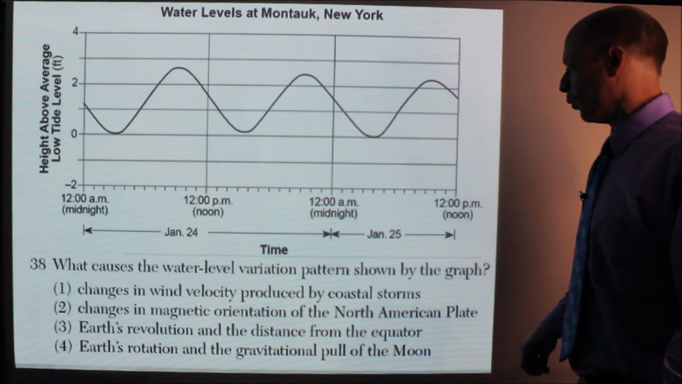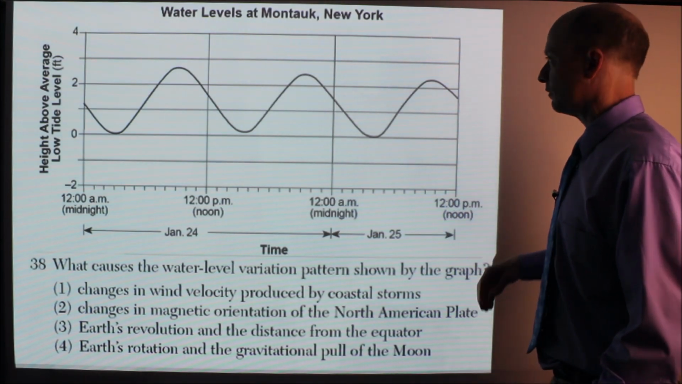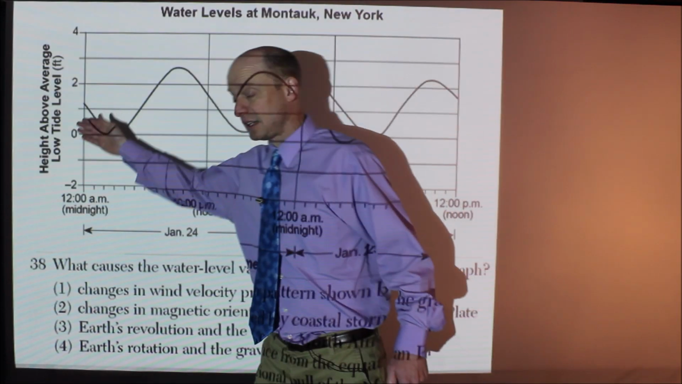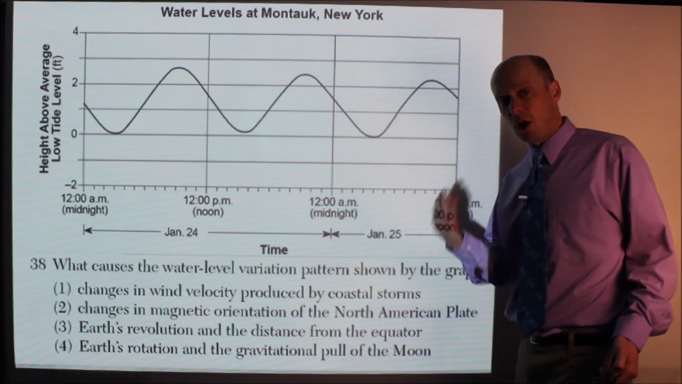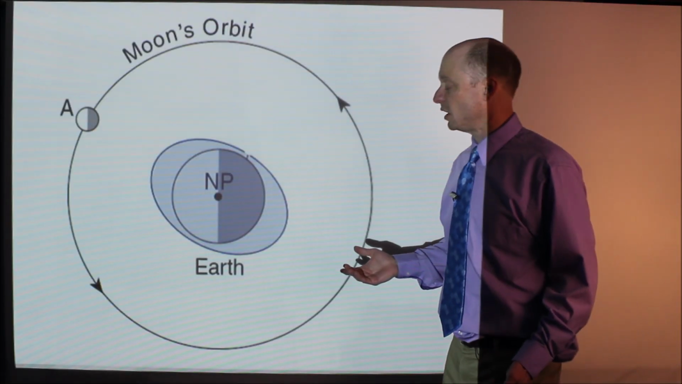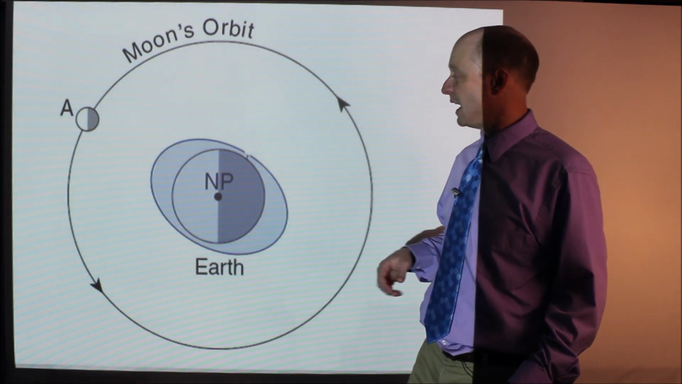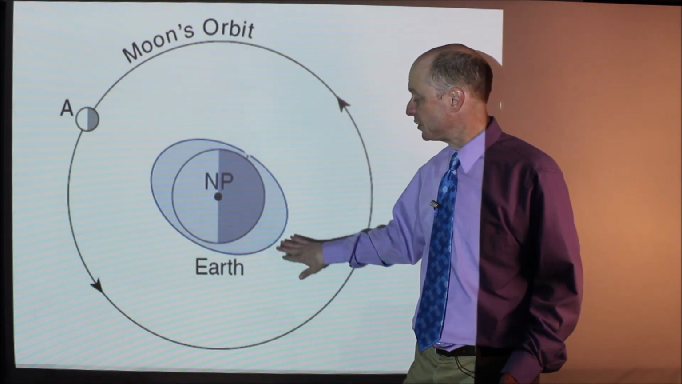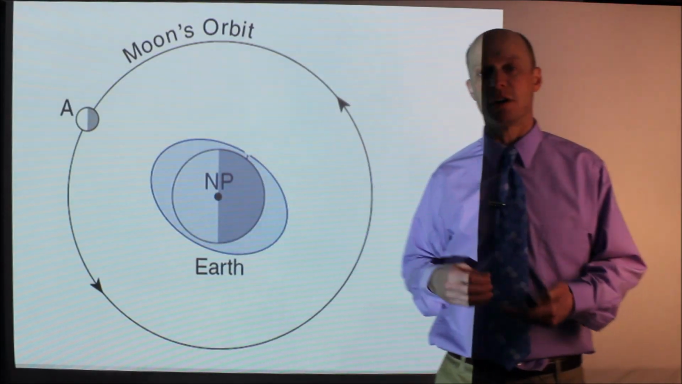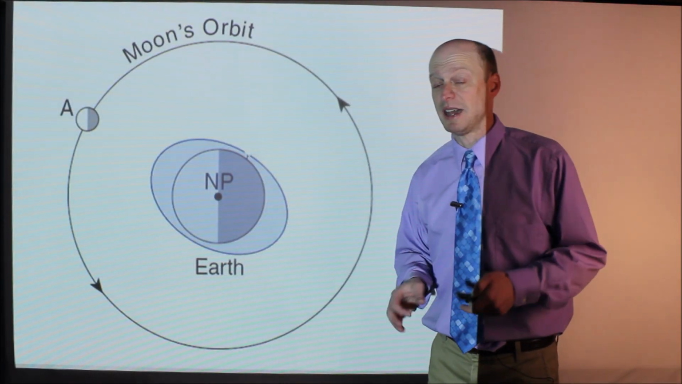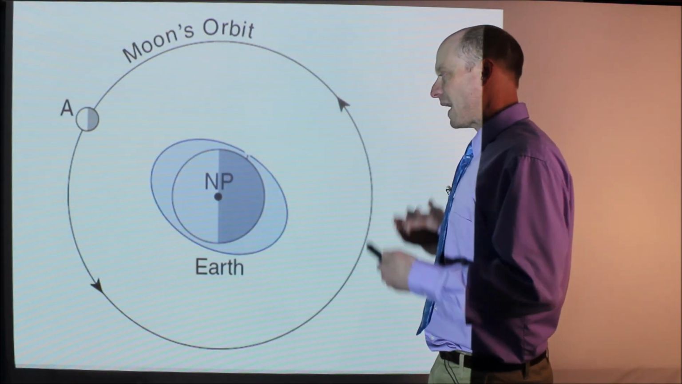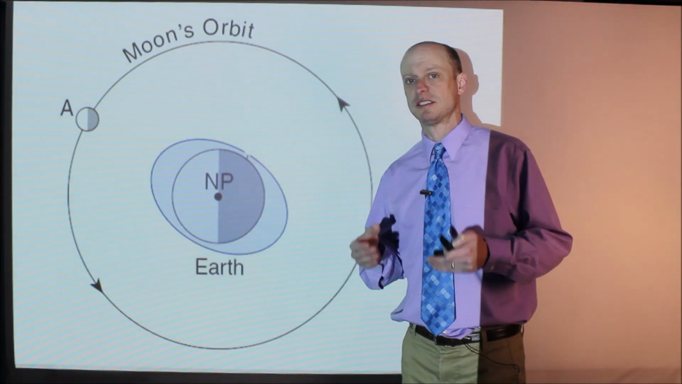38, what causes the water level variation pattern shown by the graph? You have to recognize that this is tides. It has the word tide in here. And you have to know what causes the tides. Here's an example, a diagram that I have of what causes the tides. This is going to be the oceans on Earth. You see there are bulges here. It's because of the moon. It's the moon's gravitational force on Earth's oceans. That's what causes the tides. The sun contributes a little bit too, but it's really about the gravity of the moon pulling the oceans towards it. That's the cause of the tides.